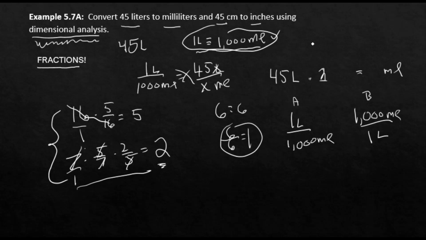Now the answer is 1,000 milliliters over 1 liter. And the reason is the liters are going to cancel. It's in the numerator here and the denominator here. So I'm canceling the liters and I'm left with milliliters. So the problem is just 45 times 1,000, which is 45,000 milliliters. By using dimensional analysis.